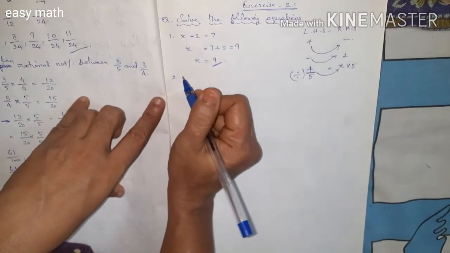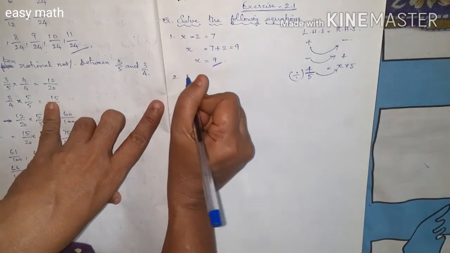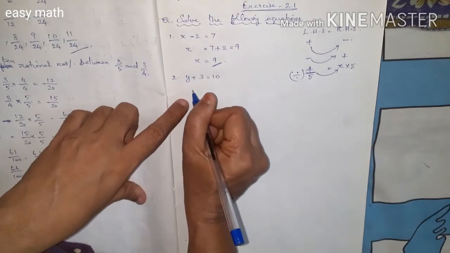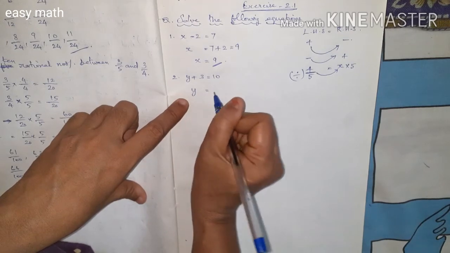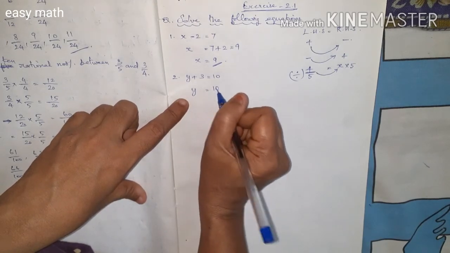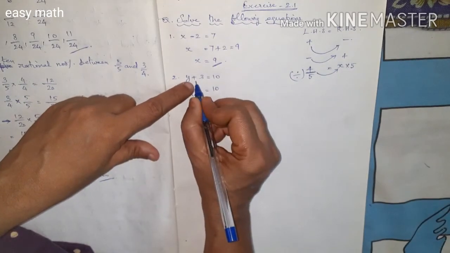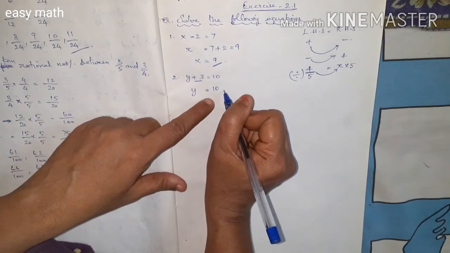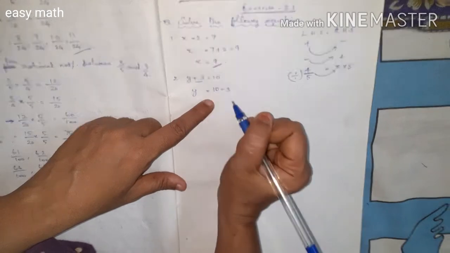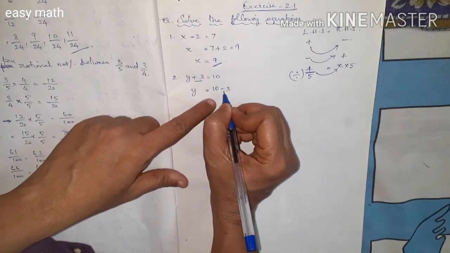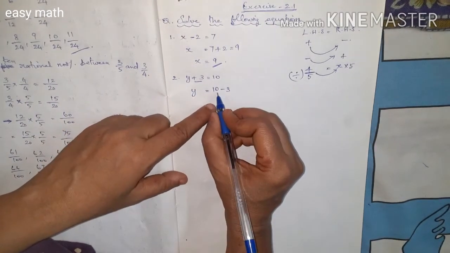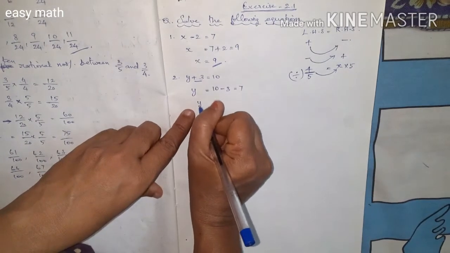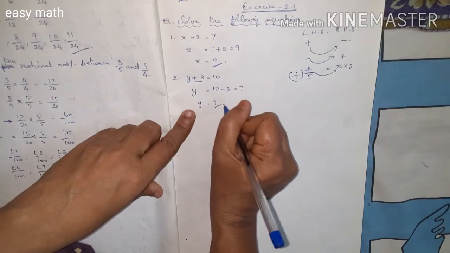2. y plus 3 equal to 10. Then y equal to the same 10, plus 3, when it comes to the right hand side, becomes minus 3. Then 10 minus 3 equal to 7. So y equal to 7 is the answer.